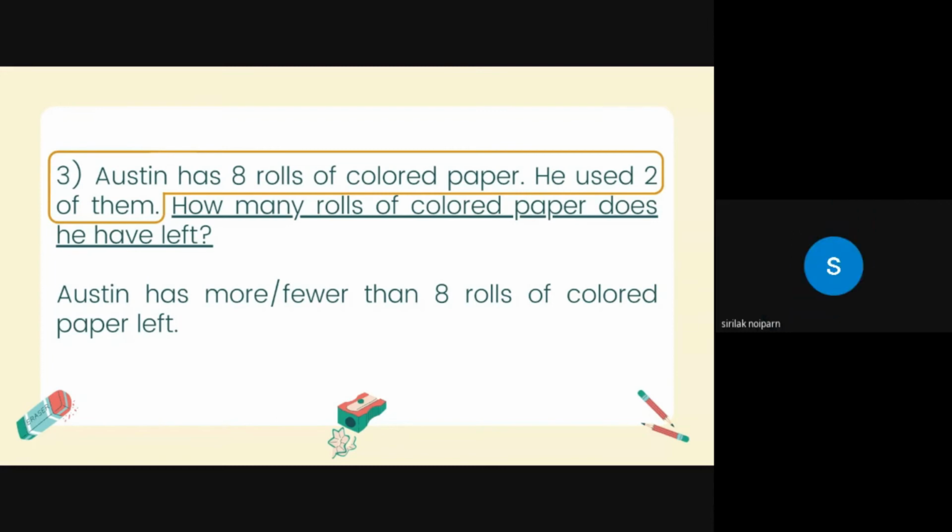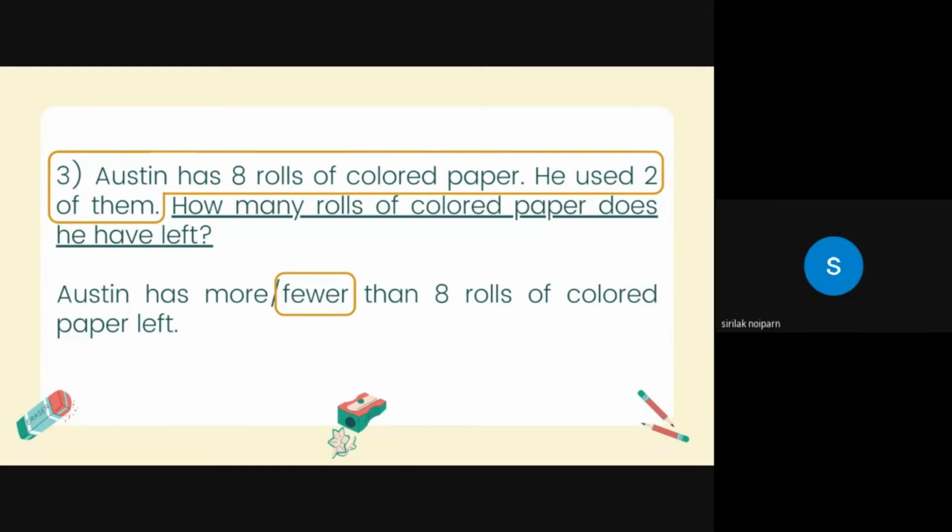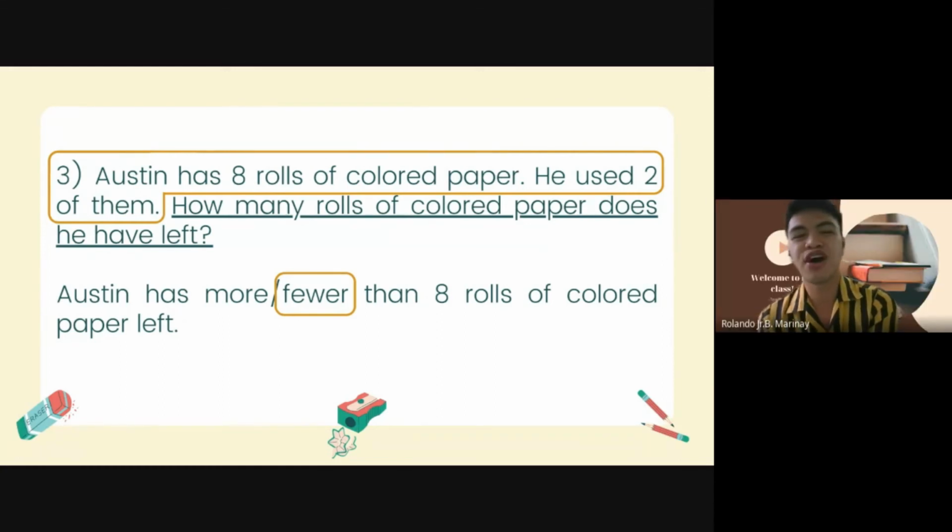Fewer. Very good. The answer here is fewer. Austin has fewer than 8 rolls of colored paper left because he used 2 of them. That means the remaining number of colored paper is only 6 rolls, and 6 is fewer than 8.